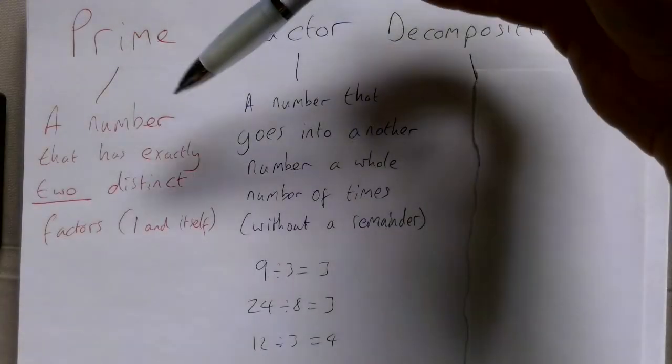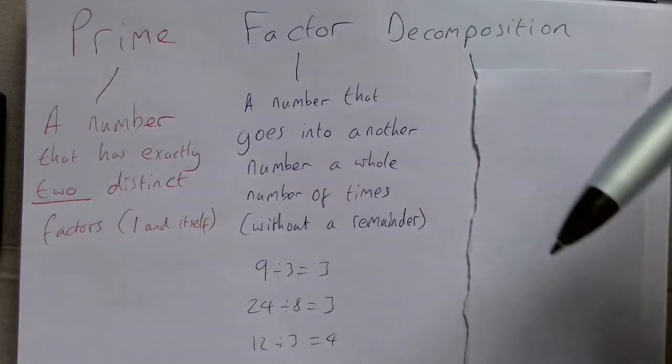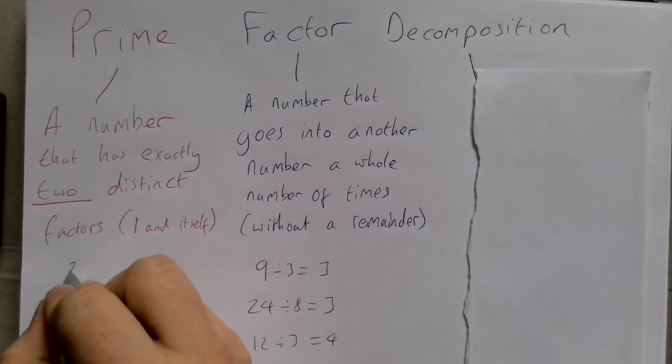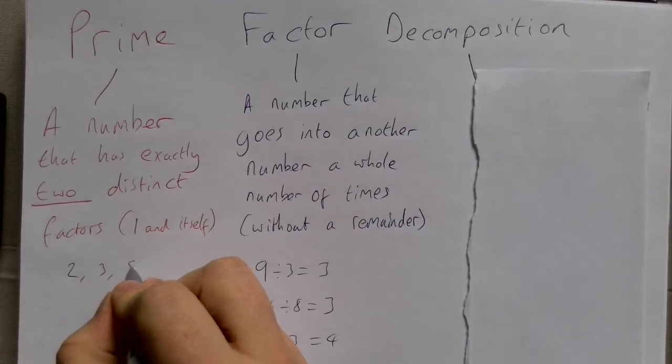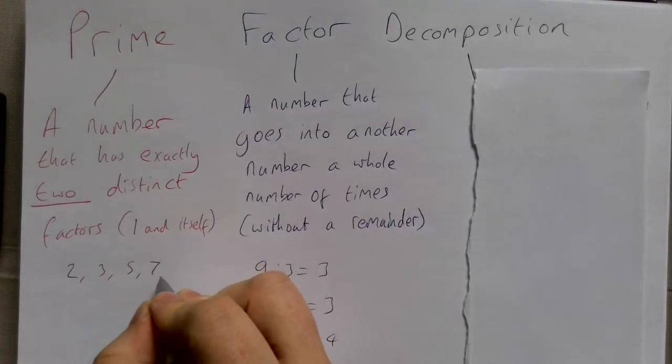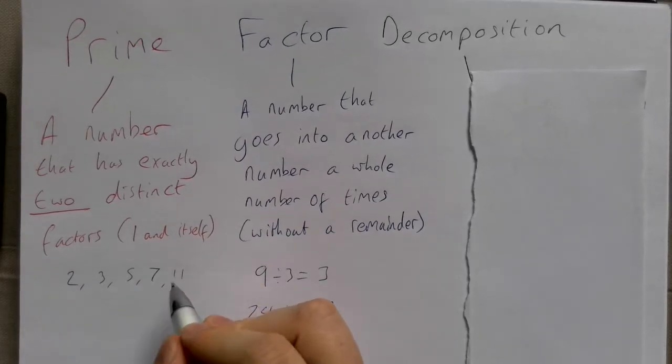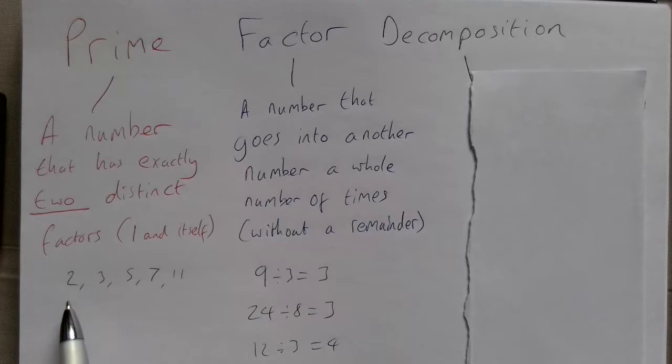Now this is a number that has exactly two distinct factors, and they are one and itself. So that's why one can't be a prime number. It doesn't have two distinct factors, it's only got one, which is itself. So our prime numbers are 2, 3, 5, 7, not 9, because as we've seen, it can be divided by 3, 11, okay? So you'll notice that 2 is the only even prime number, and although all the rest are odd, that doesn't mean that all odd numbers are prime, okay?